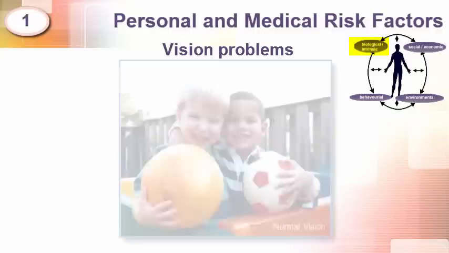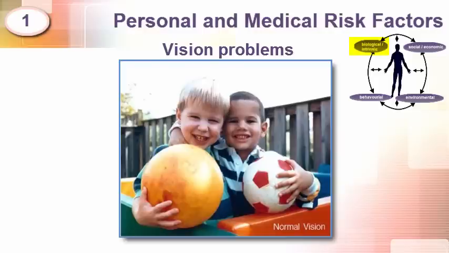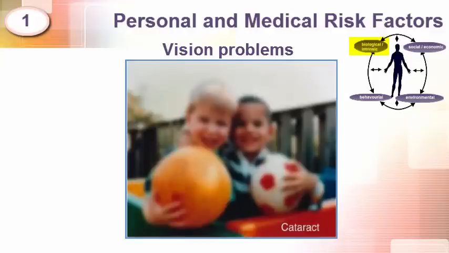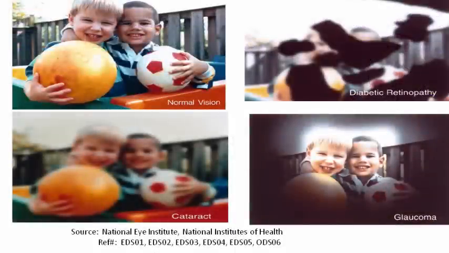For example, this image represents normal vision. There are two young boys side by side, each holding a sports ball. This image shows how someone with cataracts might see the image of the boys. It is fuzzy and blurred. All of these visual issues can increase a person's risk of falling.